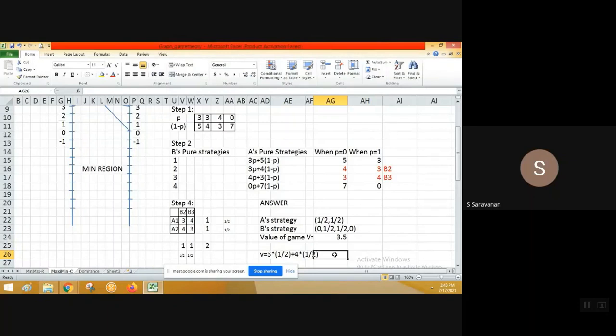If anybody is interested to try with B2, B4, you can do. Or with B3 and B4 also you can do. The ultimate answer is going to be the same.